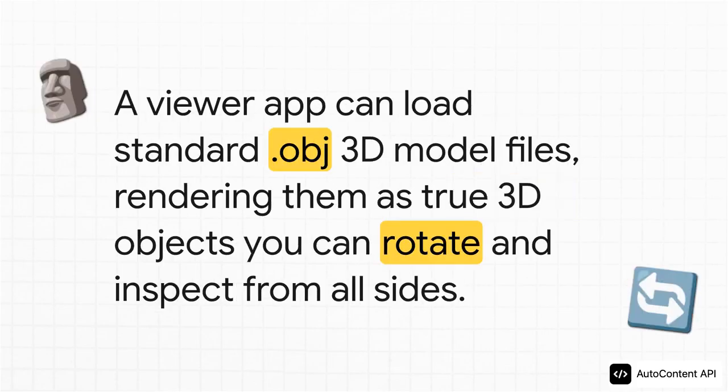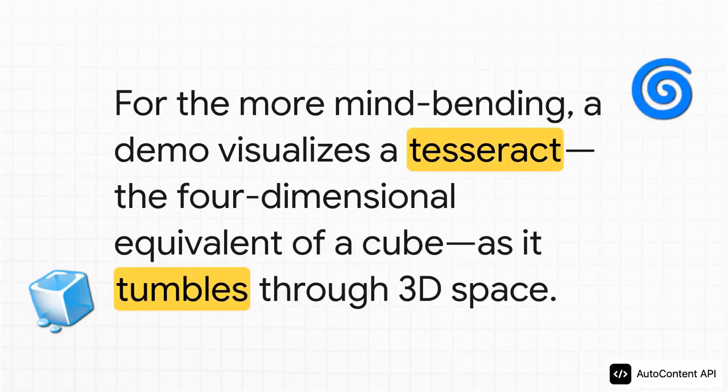There's also a viewer app that lets you load standard 3D model files, the ones that end in .obj. So you can take a model of pretty much anything, a car, a character from a game, whatever, and see it pop up as a real 3D object that you can spin around and look at from every angle. And if you want to get a little more mind-bending, there's a demo that actually visualizes a tesseract, a 4D cube. It's this really beautiful, hypnotic piece of digital art that you can just watch tumble and fold in on itself in 3D space. It's wild.